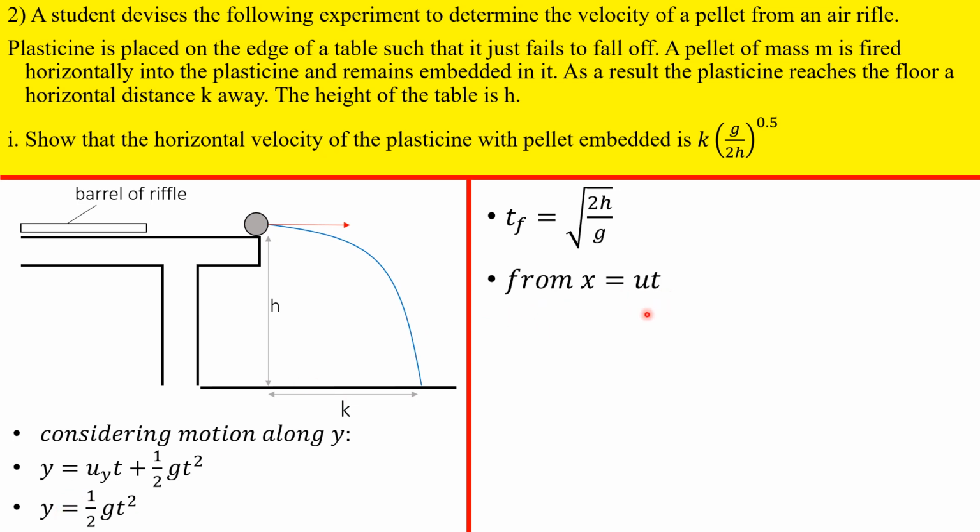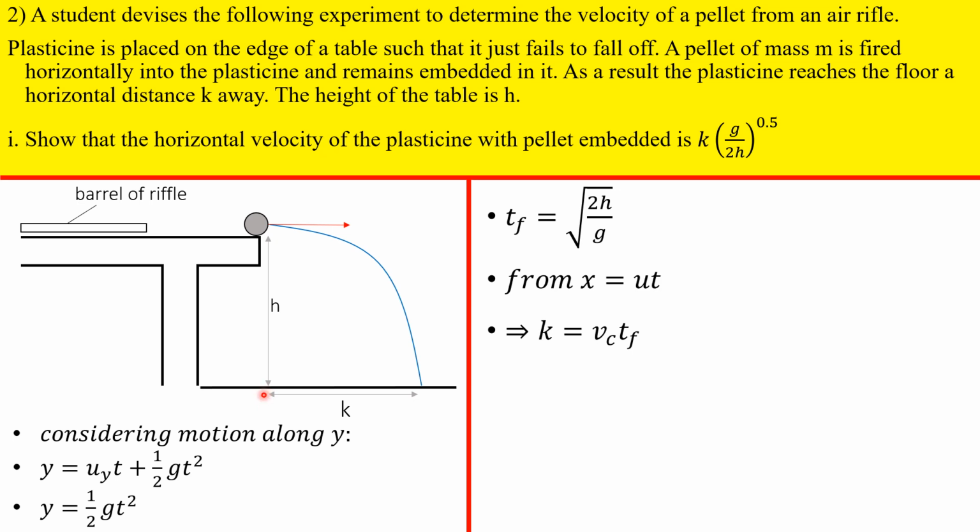Now we're dealing with the horizontal motion. In horizontal motion, we basically say x equals ux times t. Since the acceleration in the horizontal direction is 0, we don't add the extra term there. So we just have x equals ux times t. But remember that our u in the horizontal direction is the common velocity. The pellet hits the plasticine and they get embedded, and so they move off with the common velocity v common. That common velocity is vc. Then we have to multiply by the time, which is basically the time of flight that we just calculated up here.